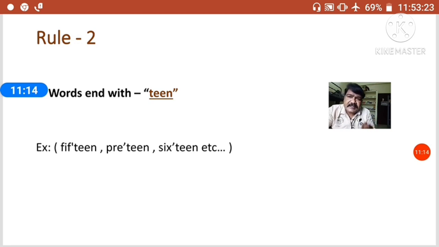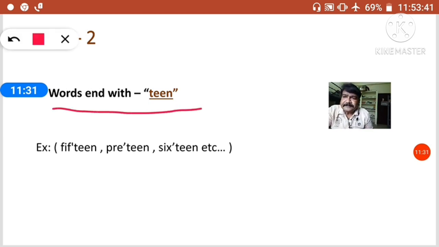Now it is Rule 2. What is Rule 2? Words that end with teen. Here I have given example words also: fifteen. Where did I keep the stress? Here, before the T. And one more word is there, preteen. Where did I keep the stress? Before the T. Now another example, sixteen.